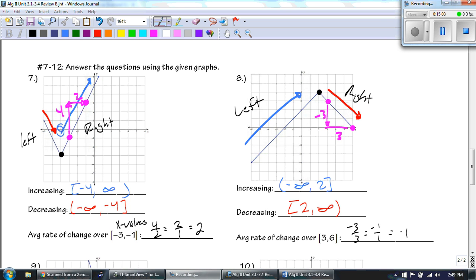Okay, so the left side was increasing, that's negative infinity to 2. So we're decreasing from 2 to positive infinity. And from the x values 3 to 6, our average rate of change was a negative 1 over 1, or negative 1.